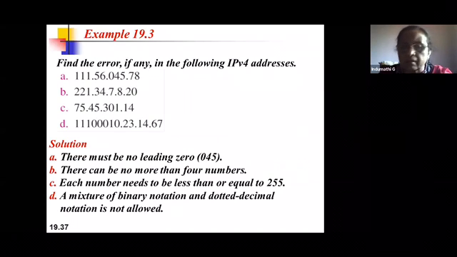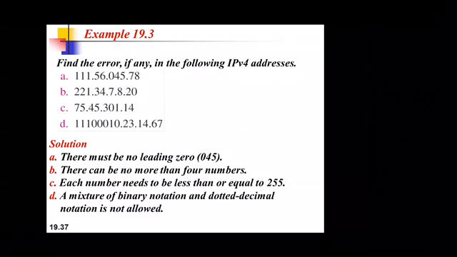In case B, you should have four parts, but this has five parts, and this is also not accepted. Case C says that for any part the maximum is 255, so it should not cross 255, but that is 301, so it is not accepted. Case D is that you cannot have an IP address as a combination of both decimal and binary representation, and hence the fourth case is also wrong.